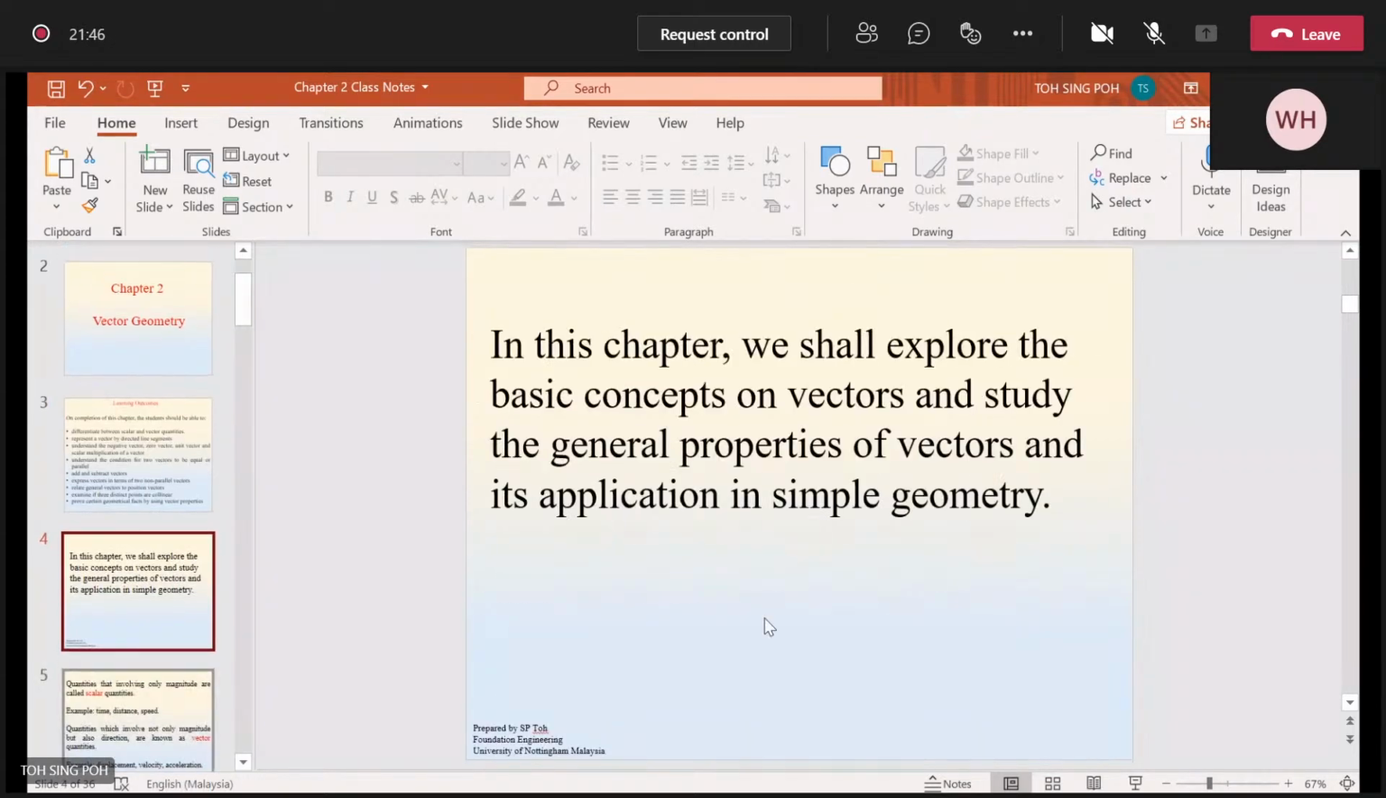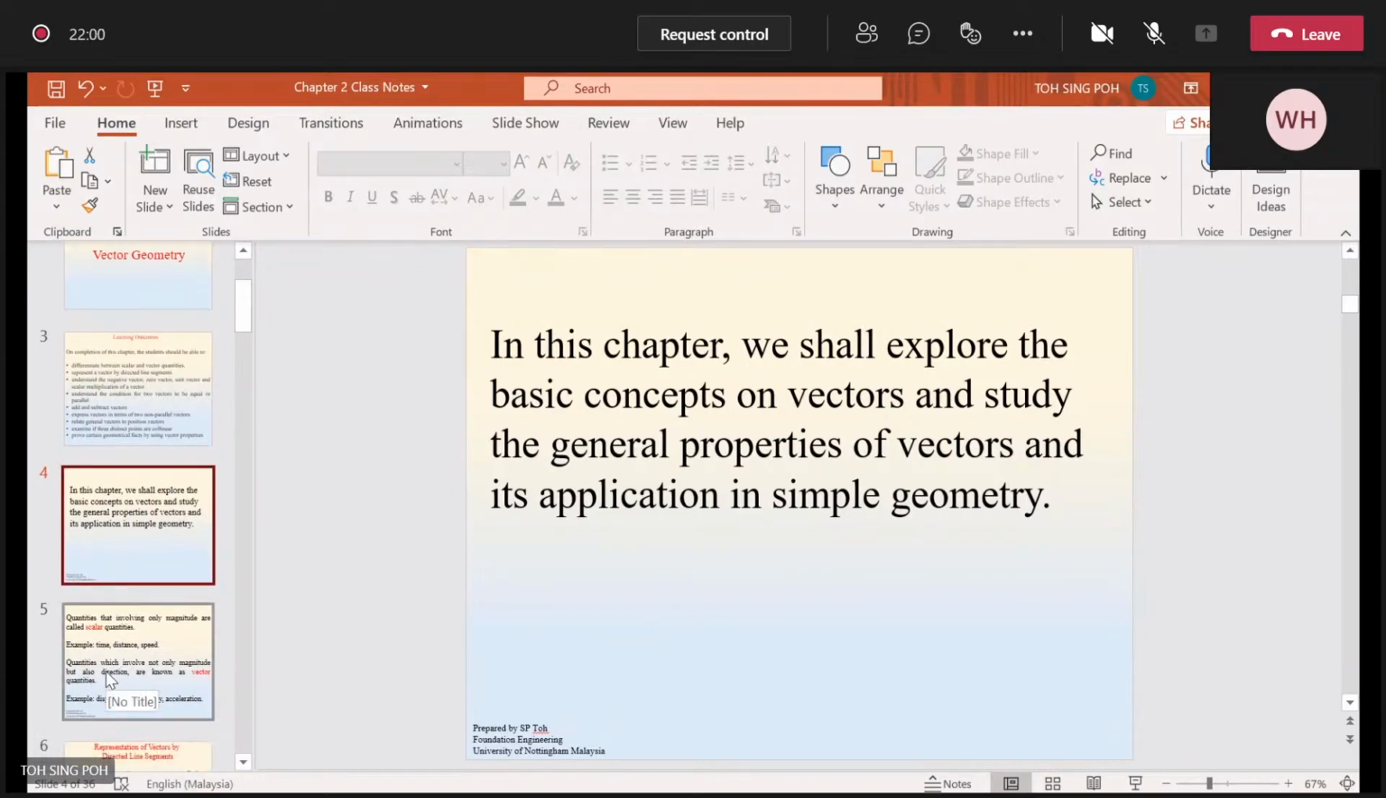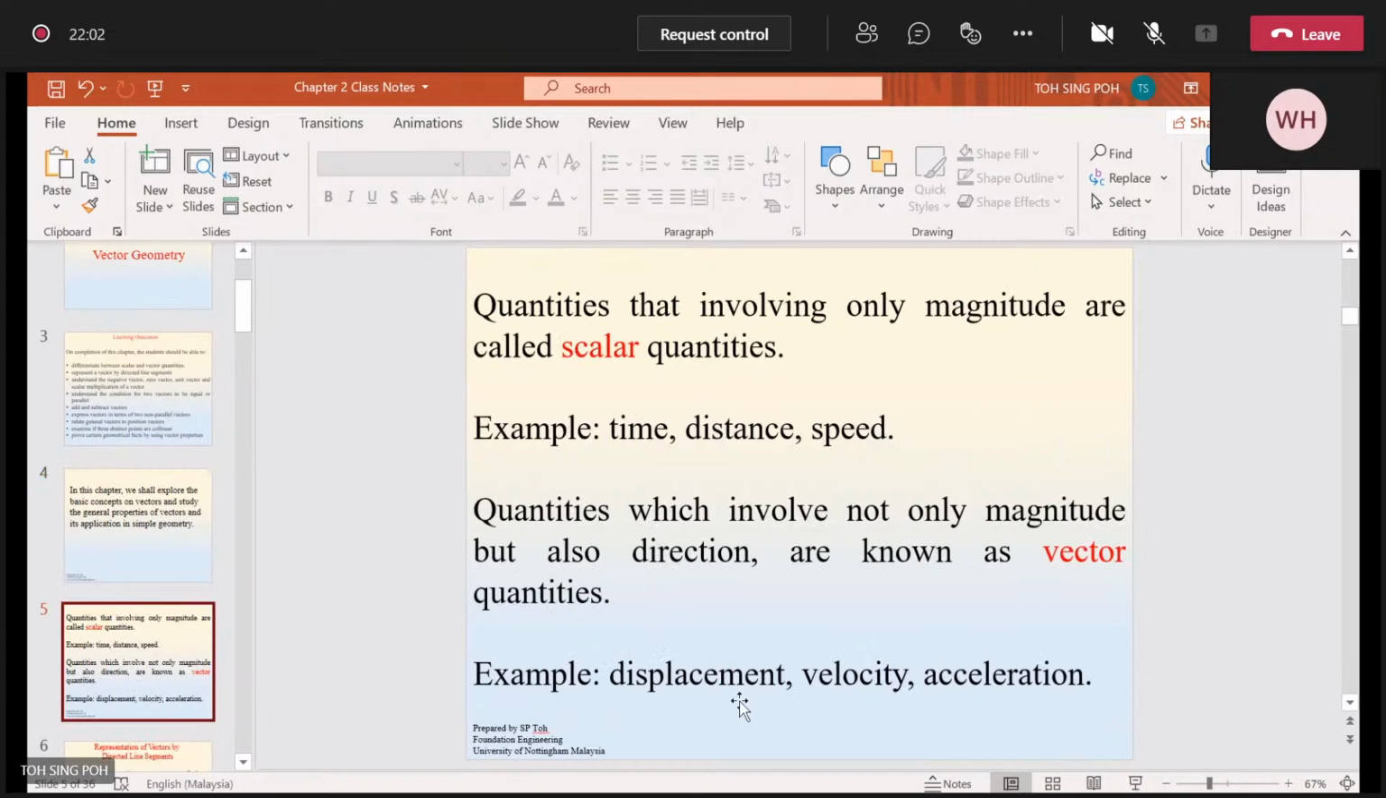Okay, so this one I already explained. In this chapter, we will explore the basic concept of vectors and study the general properties of vectors and their application in simple geometry. But now, what is a vector? Actually, vector you already learned. Vector and scalar are a pair of concepts. Normally, we will mention them together at the same time. Scalar is comparatively very simple. It is any quantity, of course a physical quantity, which involves only magnitude. We call it a scalar.